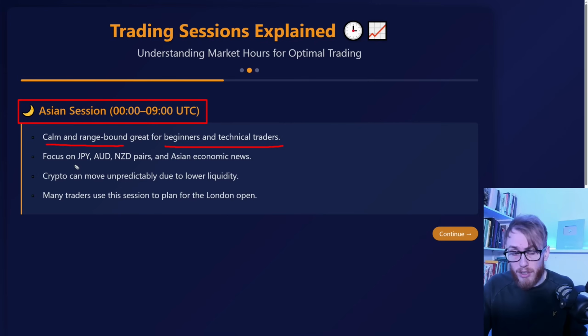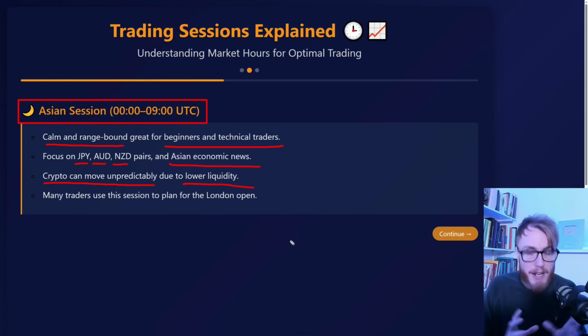So during this session, if you trade Forex, you can focus on things like JPY, AUD, and NZD pairs. And if you are more on the fundamental side and trade news, you can of course trade Asian economic news. Also, during this time, crypto can move a little bit unpredictably because we have lower liquidity in the market.